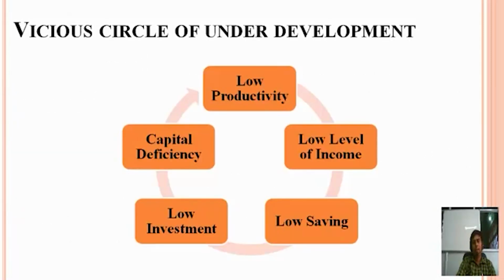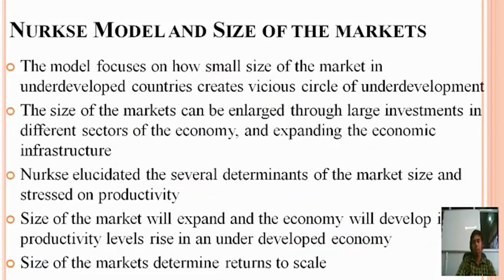If one can see here the vicious circle of underdevelopment, low productivity really generates a low level of income. A low level of income again provides a condition of low savings. That low saving leads to low investment, and low investment again creates the situation of capital deficiency, and we are trapped. Basically, many least developed countries and developing countries are trapped in the vicious circle of low productivity, and that is really the vicious circle of underdevelopment.